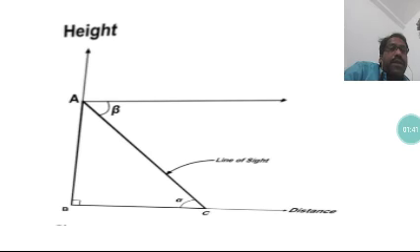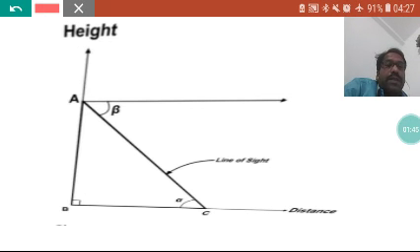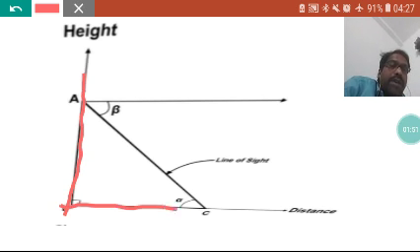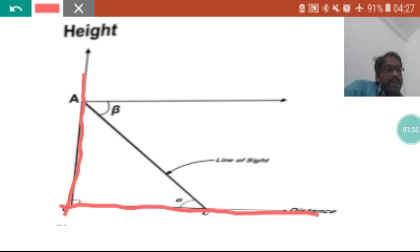suppose this is the figure here. So this is the vertical direction, so this will be my height. And if I go in the horizontal direction, this will be my distance. So this is what we have to study. Either we have to find this distance, or we have to find this height.